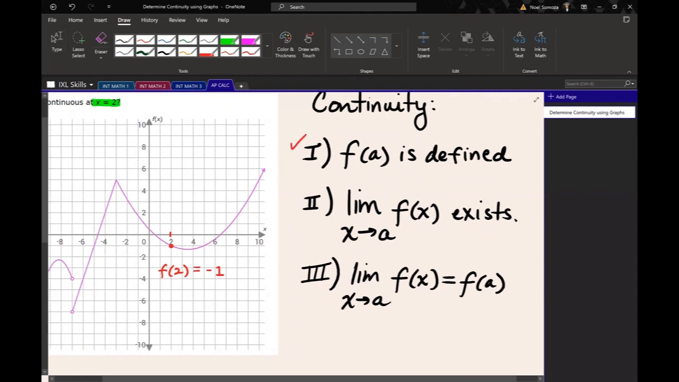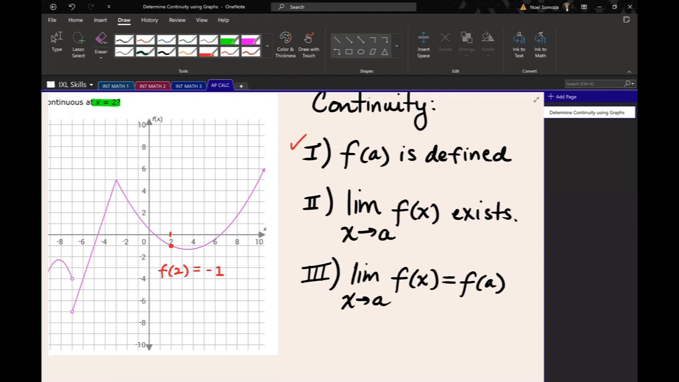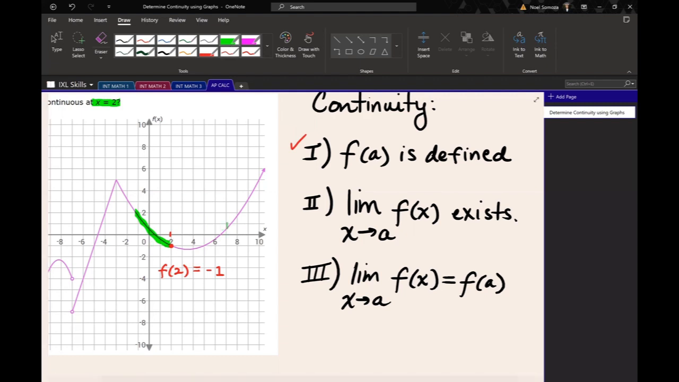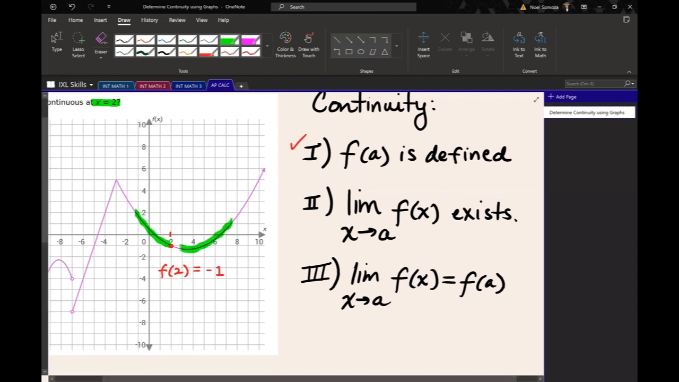Second part of the definition is to make sure that the limit as x approaches 2 exists. We want to make sure that we do have a limit. So we want to approach the function from the left side. As we approach 2 from the left side, looks like the limit is approaching -1. If we approach from the right side, it also looks like the function is approaching -1. So doing just a quick visual test, looks like the second part of the definition is also satisfied. So we could say that the limit as x approaches 2 of f of x equals -1.